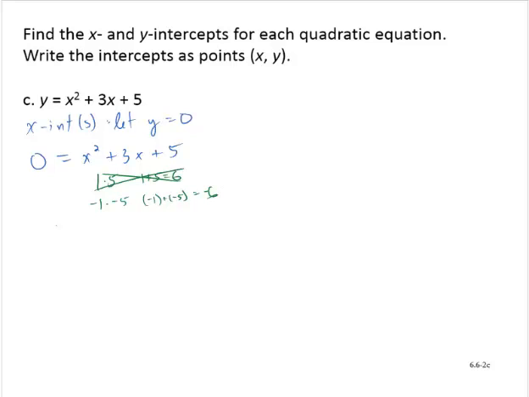We cannot factor the polynomial, so we cannot find x-intercepts from factoring. There may still be x-intercepts.